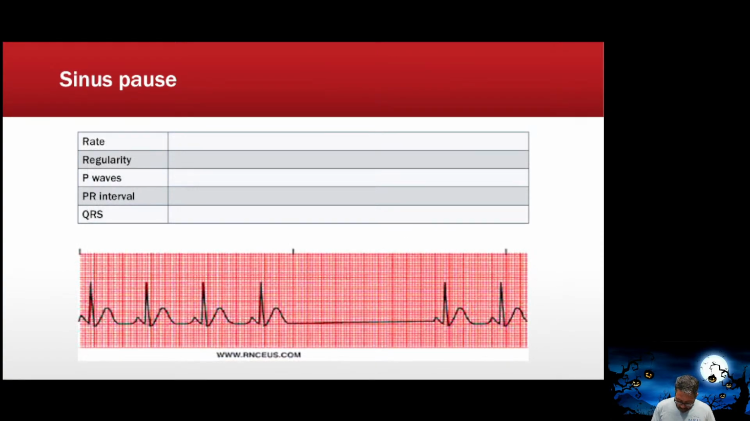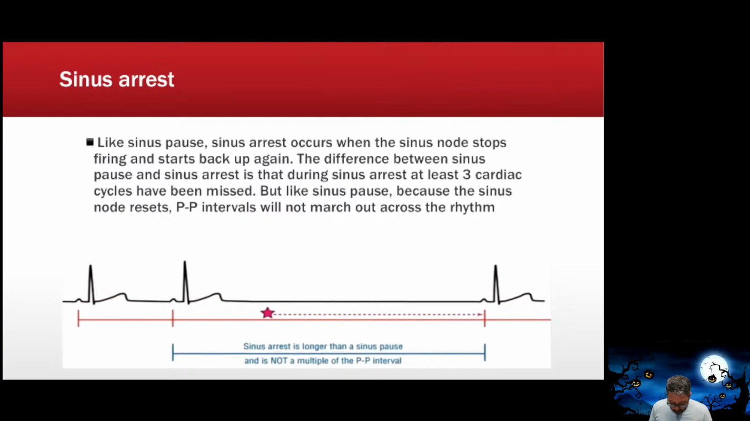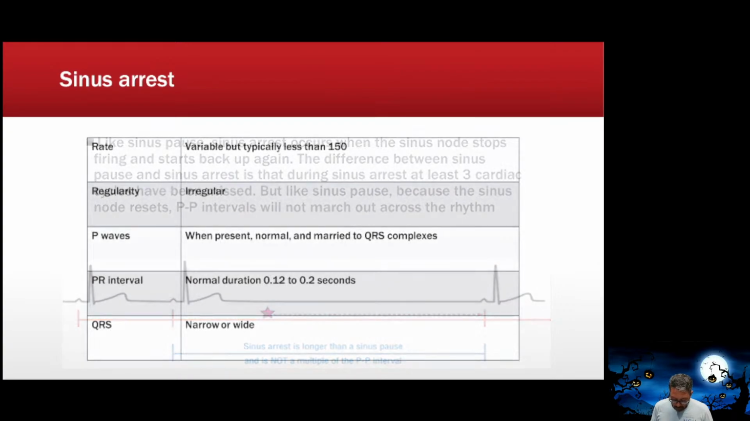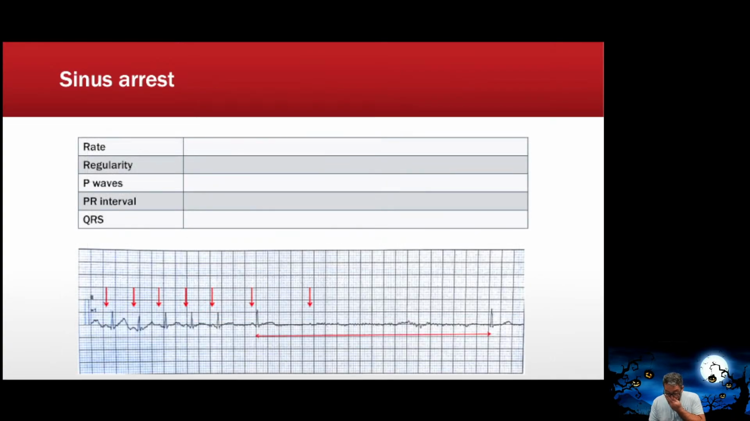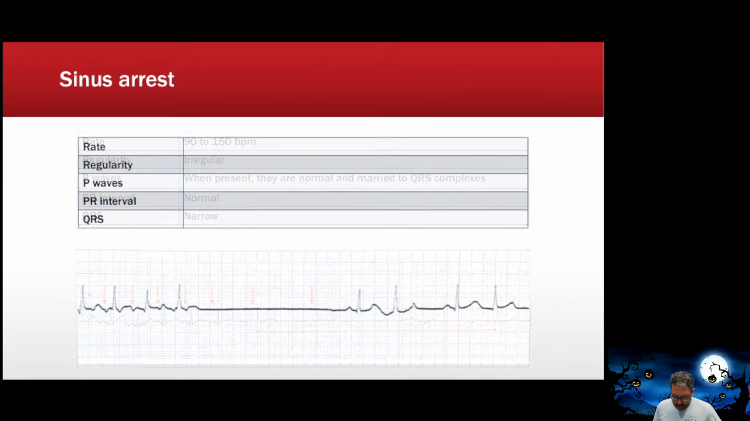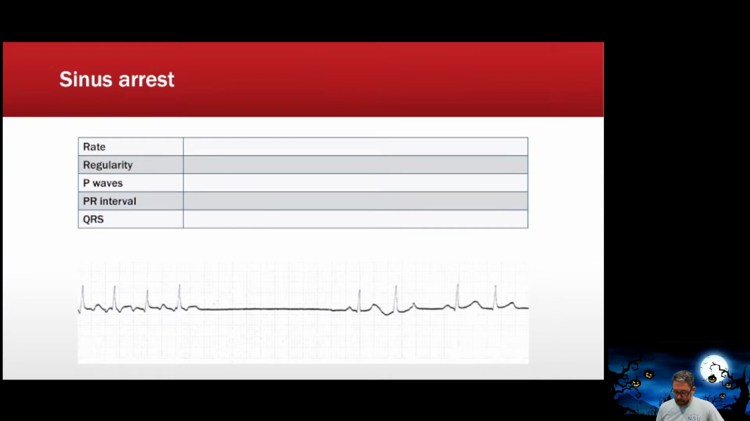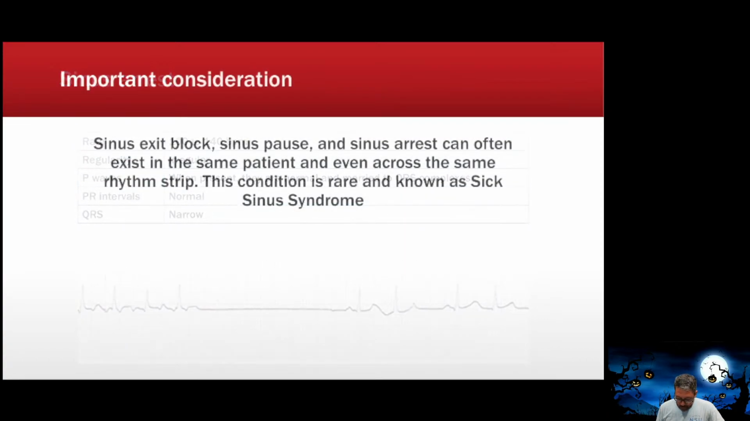So again, this rhythm right there will not march out because the SA node just stops. It doesn't do anything. Okay. So arrest is the worst one. So it goes from block to pause to arrest. Okay, same patient, same rhythm strip. Again, that's that sick sinus syndrome.